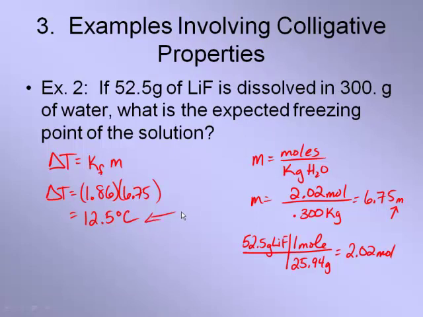This is the important part for sig figs. Okay? Water freezes at 0 degrees Celsius, and it's going down. So it's 0 minus 12.5 is equal to negative 12.5 degrees Celsius. Always remember, delta T is only the change. It's not the actual freezing point or boiling point. And that's how to do colligative property calculations.